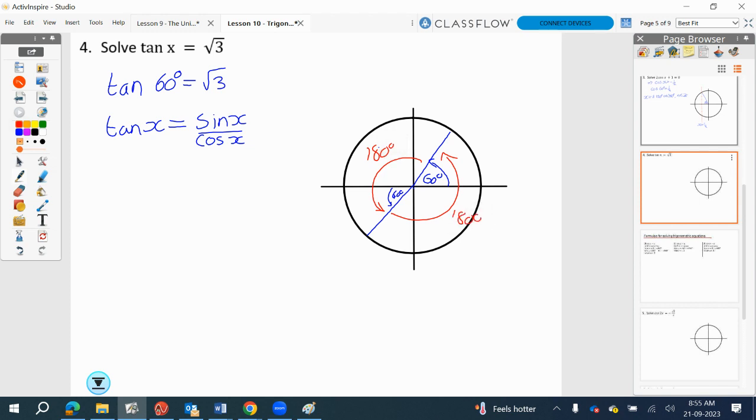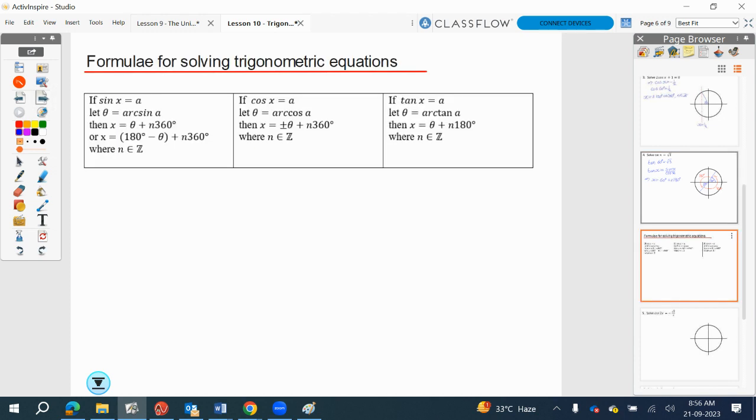So this implies that x is equal to 60 degrees plus n 180, and we can simplify it to this. Okay, so now we should understand the concept of trigonometric equation solving. I've summarized it into some simple formulas.